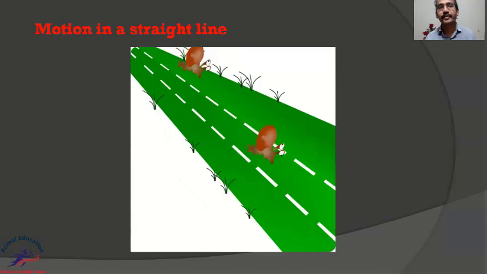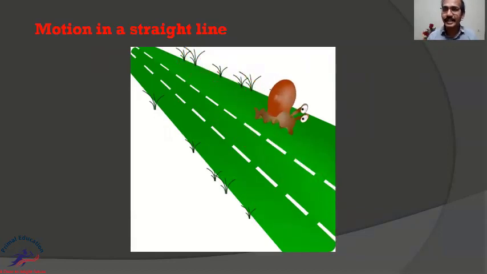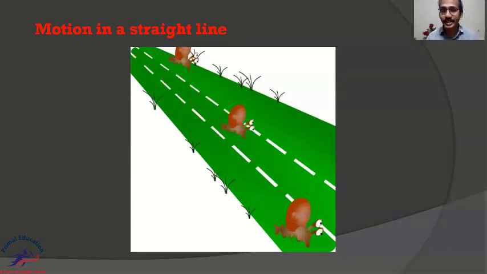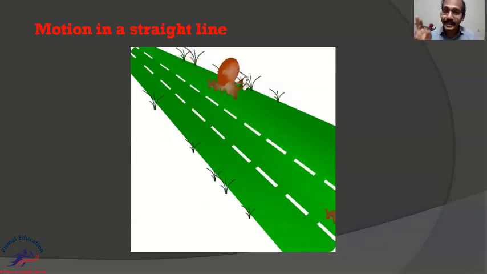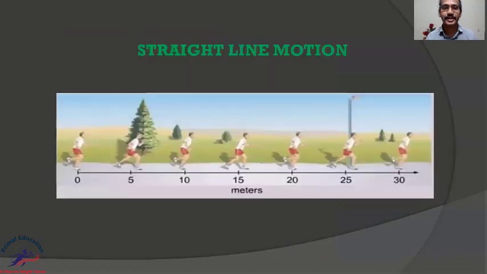Now, we can study motion in a straight line. What is a straight line? Straight line means, another meaning, without changing direction. If an object moves without changing direction, that is called straight line motion. The concept here: direction should not change. Then the type of motion is called straight line motion.